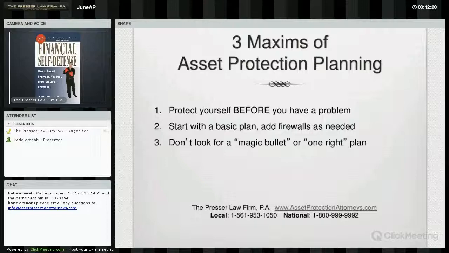So, 3 maxims of asset protection. Number 1, you've got to protect yourself before you have a problem. You don't buy car insurance after the accident. You don't buy health insurance after you get sick. You don't buy life insurance after you die. You need to be proactive and make sure that you put an asset protection plan together before you get sued.